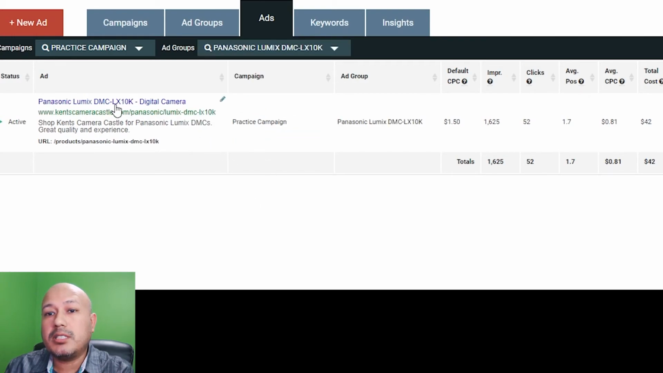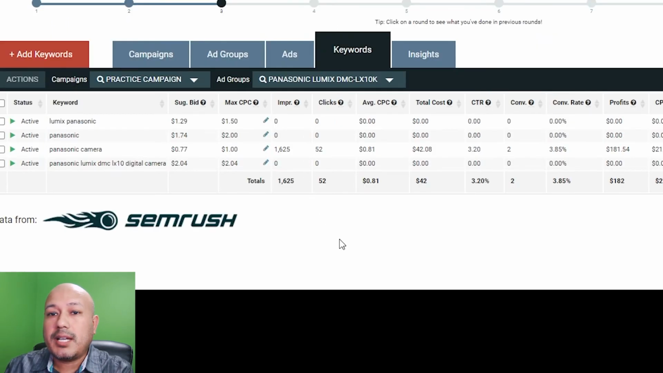So here Panasonic Lumix, there is a specific example as well. "Shop Ken's Camera Castle, great quality and experience." As I said, this description is a place in which you can be creative, right? And then maybe create stories that might grab the consumer's attention and make them pay attention to the advertisement that you have, right? So let's take a look at the keywords.